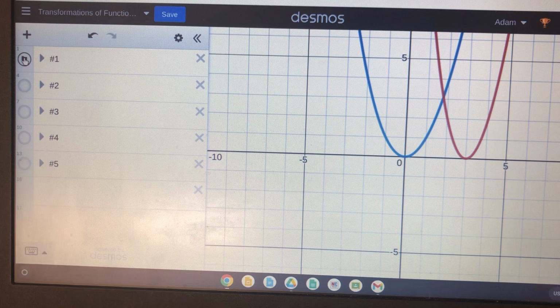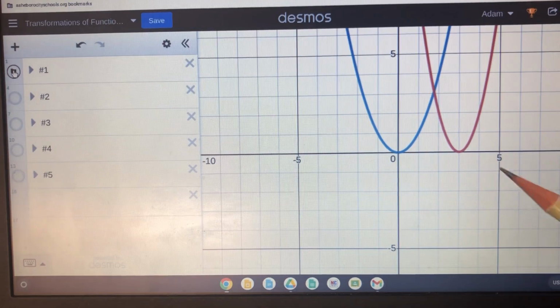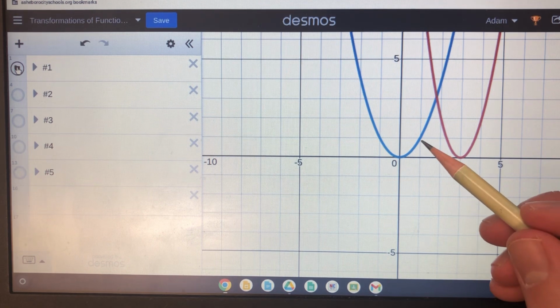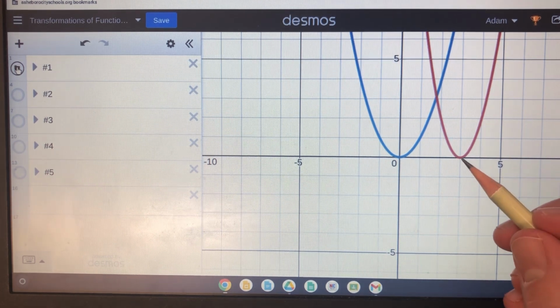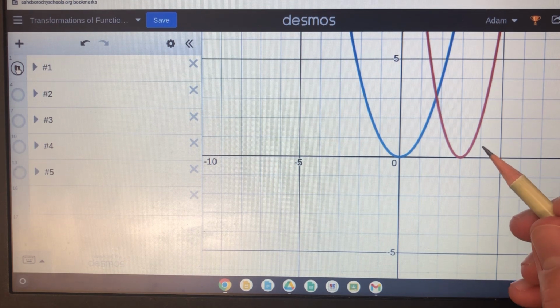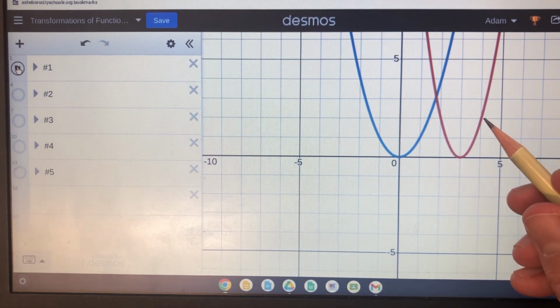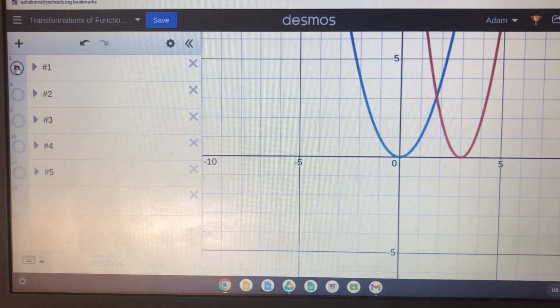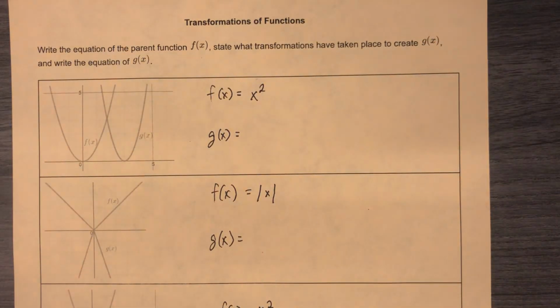Here's what I like to do. So check this out. I'm not going to write on my screen, but check this out. From the vertex, if I went over 1, I'd go up 1. But from this one, if I went over 1 from the vertex, I'd have to go up 2 to land on a grid mark. So this one is stretched by a factor of 2. So we're going to write all that down.